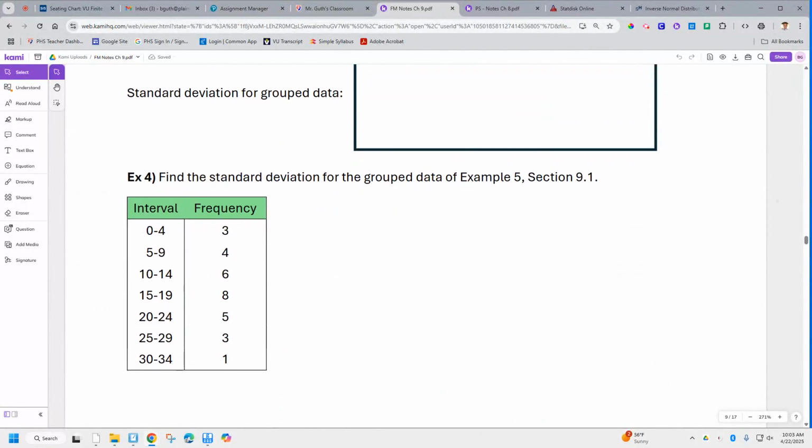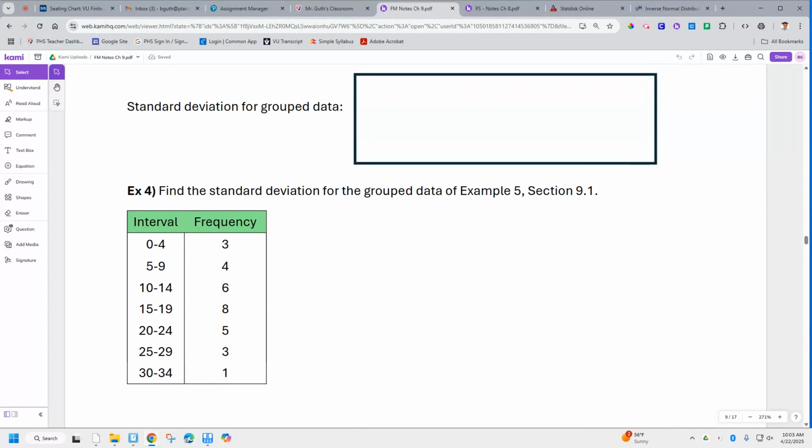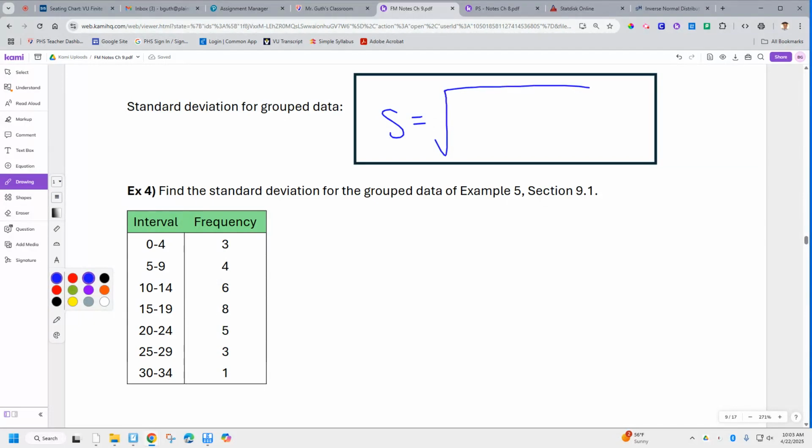Next, we're going to talk about standard deviation for grouped data. I had showed you a shortcut that your calculator will handle. Unfortunately, your calculator won't give you that same shortcut for the grouped data. You can see an example of grouped data here. It's that frequency table. You've got numbers in between 0 and 4, and there are 3 of them. That's what they're talking about when they say grouped data.